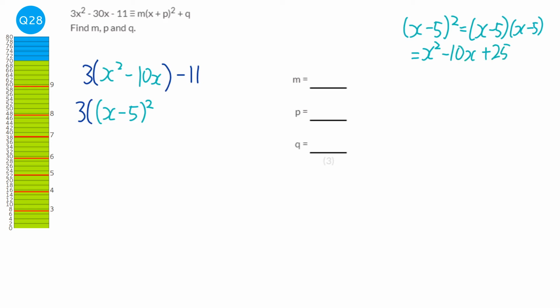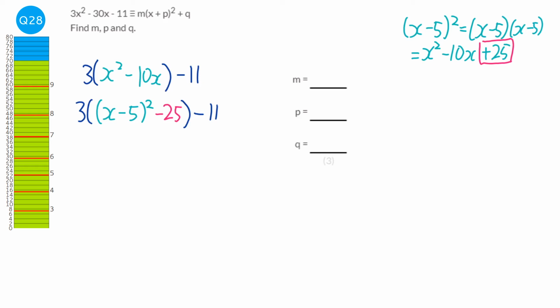So notice here, it creates this plus 25, which we've got to deal with. And we deal with that by removing the 25, which we do here. Close brackets, minus 11. So the blue parts haven't changed. The turquoise parts are the completing the square bit, but the minus 25 just removes that 25 that the (x minus 5) squared brackets create.